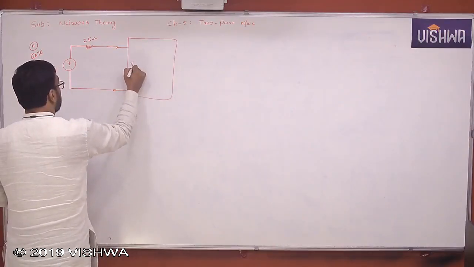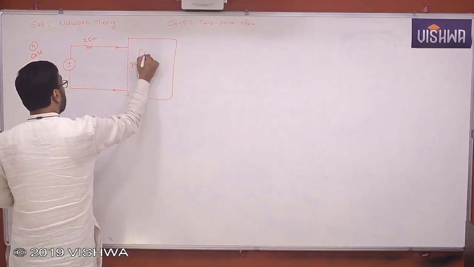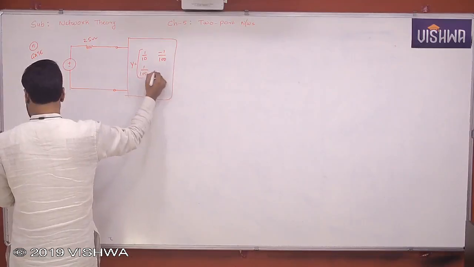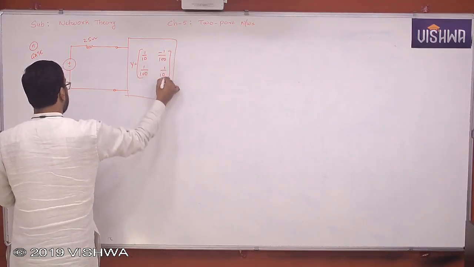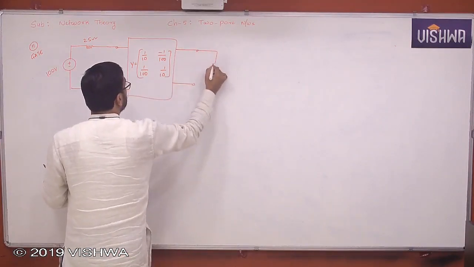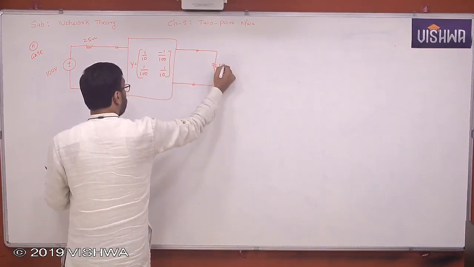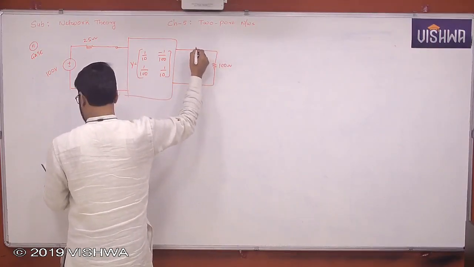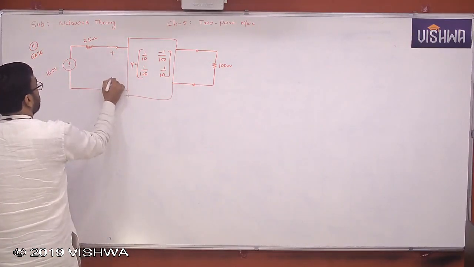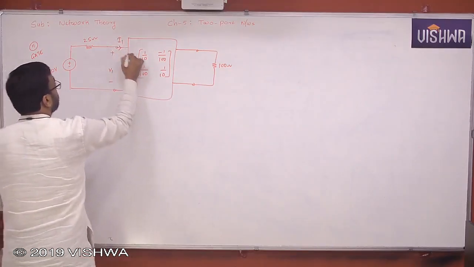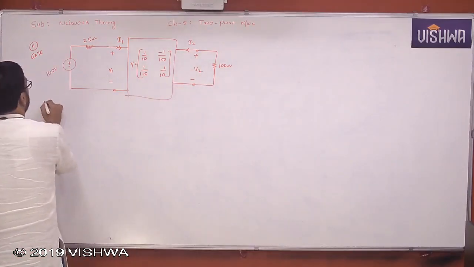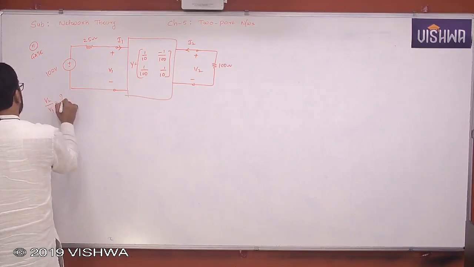Here Y parameters are given: 1 by 10, minus 1 by 100, 1 by 100, 1 by 10. These are the values given, all in Siemens definitely. And the load given here is 100 ohm. So he defined already this is V1 and this is I1, this is I2 and this is V2. Now he's asking what is V2 by V1. This was asked in GATE.